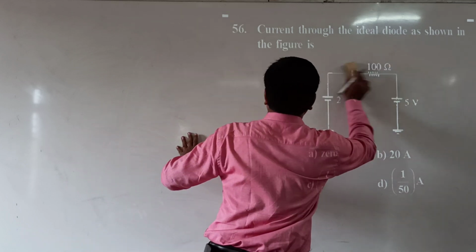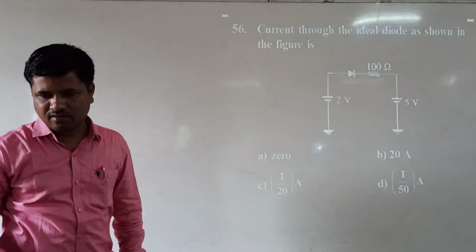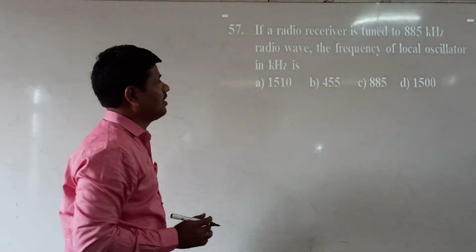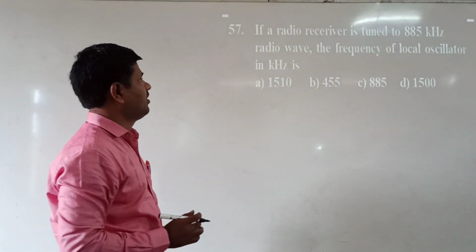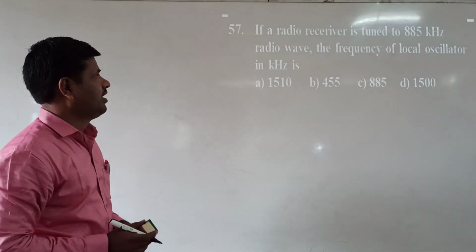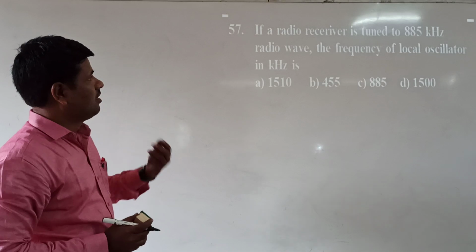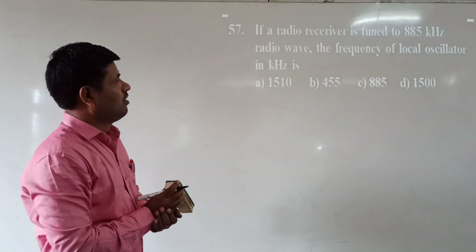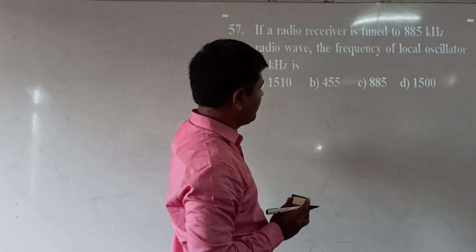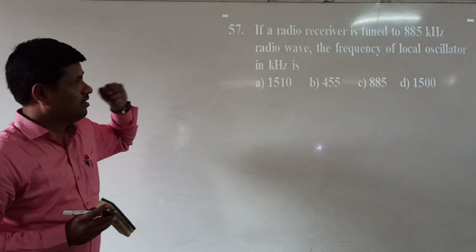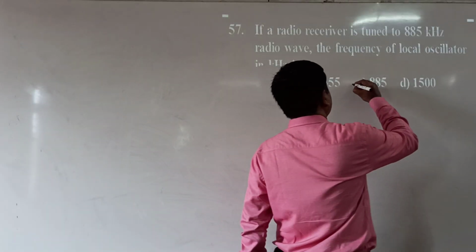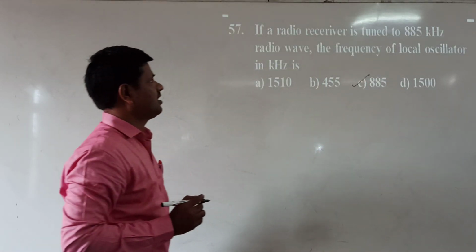Next we come to question number 57. If a radio receiver is tuned to 885 kilohertz radio wave, what is the frequency of the local oscillator in kilohertz? The radio receiver is tuned to 885 kilohertz. The frequency of the local oscillator and the radio receiver frequency are both the same. That's the reason C option is the correct option here.